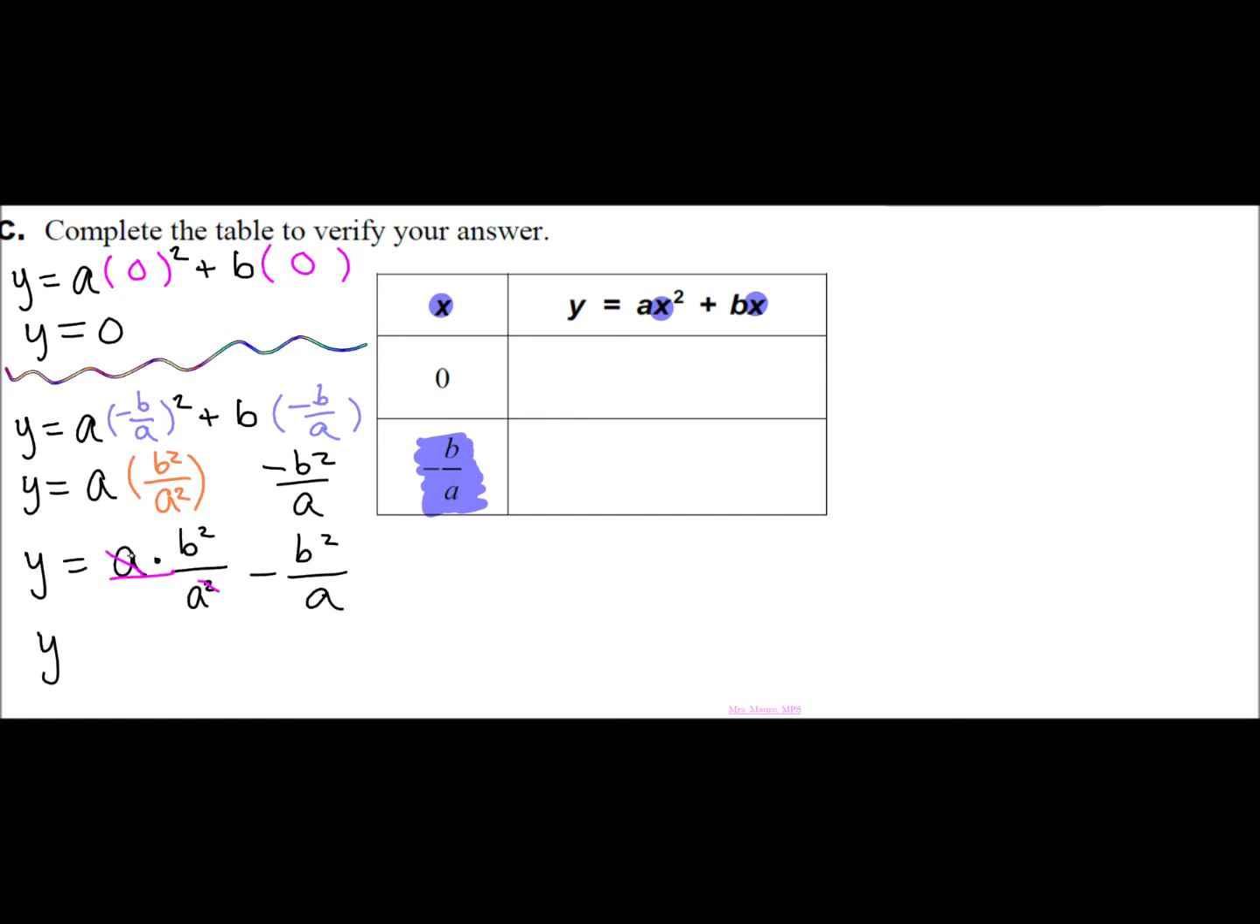So notice this a value up here will get to cancel out with one of these down here. Don't forget chapter 6 rules, they still apply. And now I have b squared over a. And notice this is going to turn out to be a 0 as well. Interesting. Make connections.